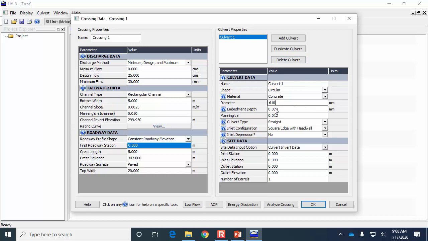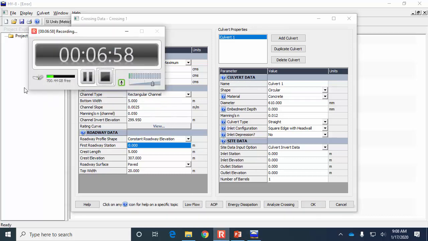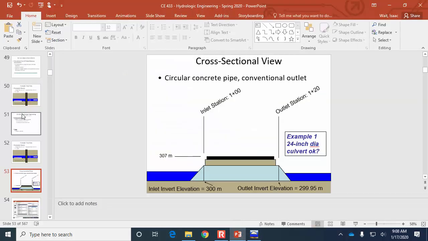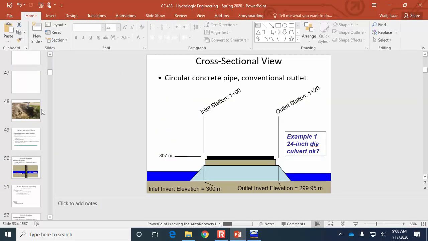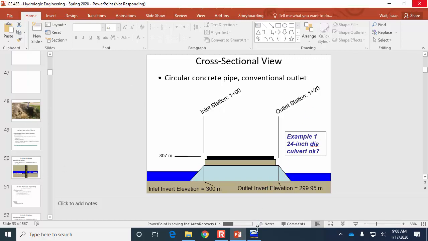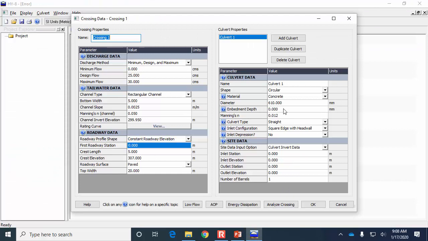Embedment depth has a little bit to do with, remember the pictures I showed you of whether the pipe protrudes from the front of the culvert. It has to do with that, and so we're not going to change the embedment depth, but in the homework assignment you're asked to do a design where you could play around with things like the embedment depth, whether the culvert has a head wall, and so on. We're going to leave embedment depth at 0.